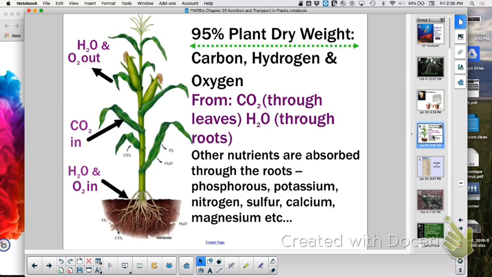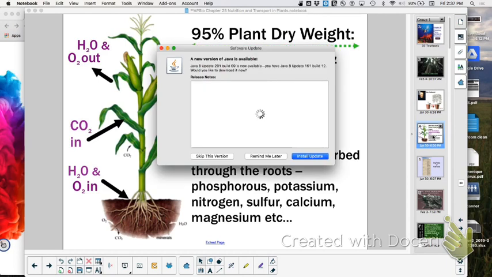What gas or gases do roots need? Do they need CO2 for photosynthesis? No, because the roots are in the soil generally, where it is very dark. So the only gas they need is what?